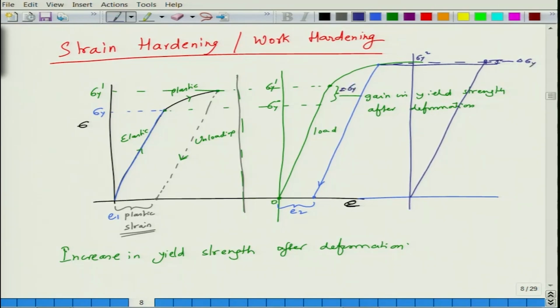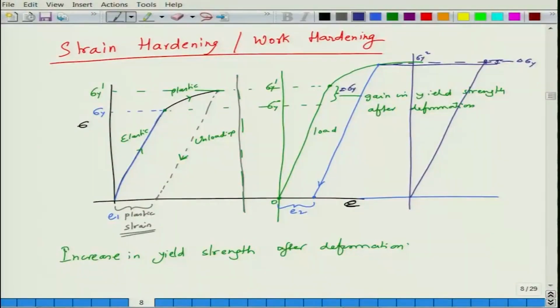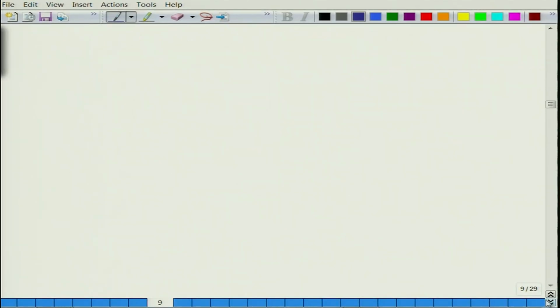So, every time you stop the deformation, you will again go back to the same point that you were at earlier. This is basically because of plastic deformation increasing the yield strength of the material. This is also called work hardening. So, what happens basically? What are the mechanisms?